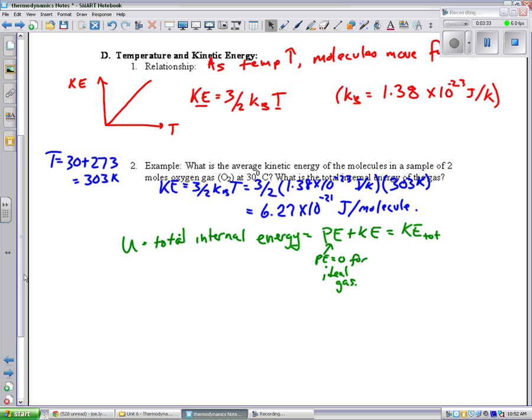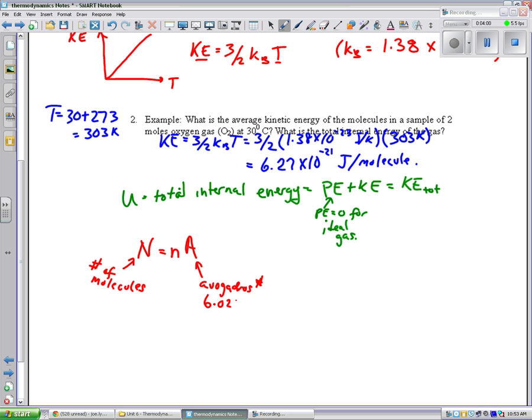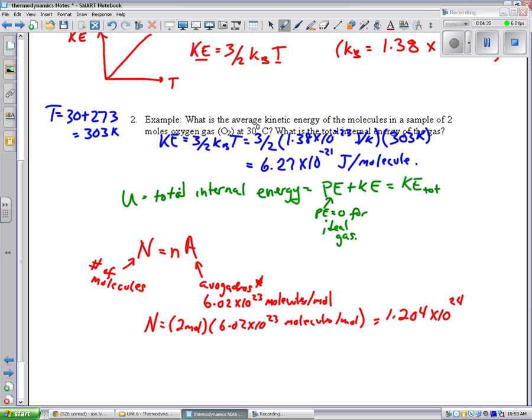All right, in order to do that, we use this idea. N, or capital N, stands for the number of molecules. Well, that's related to the number of moles. It's going to be the number of moles times Avogadro's number. And you should remember from chemistry that Avogadro's number is 6.02 times 10 to the 23rd molecules per mole. So, in this particular example, our number of molecules is going to equal 2 moles, because that was given, times 6.02 times 10 to the 23rd molecules per mole. And that's going to give me a value of 1.204 times 10 to the 24th molecules.